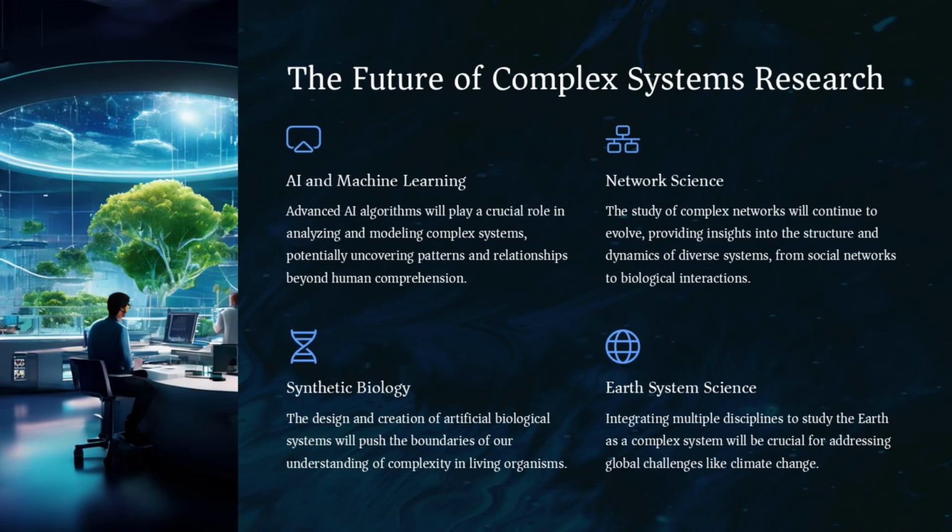The future of complex systems, uncovering patterns beyond human comprehension. Integrating fields like network science and synthetic biology will push the boundaries of understanding, especially in areas like climate change and biological systems. As we manipulate complex systems, unpredictability raises questions about scientific responsibility and unintended consequences.